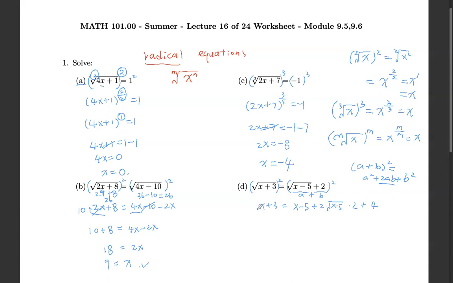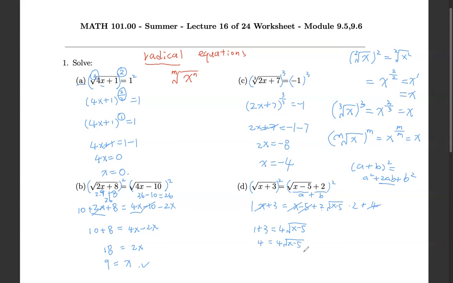Okay, so we have positive x on the left-hand side, positive x on the right-hand side, they cancel out, or you can move x to the other side, becomes negative. x minus x is 0. Negative 5 plus 4, negative 1, move to the other side, become positive. So 1 plus 3 on the left-hand side. We have 2 times 2, which is a 4, radical x minus 5 on the right-hand side. So 1 plus 3 is 4. So 4 equals 4 times square root of x minus 5.